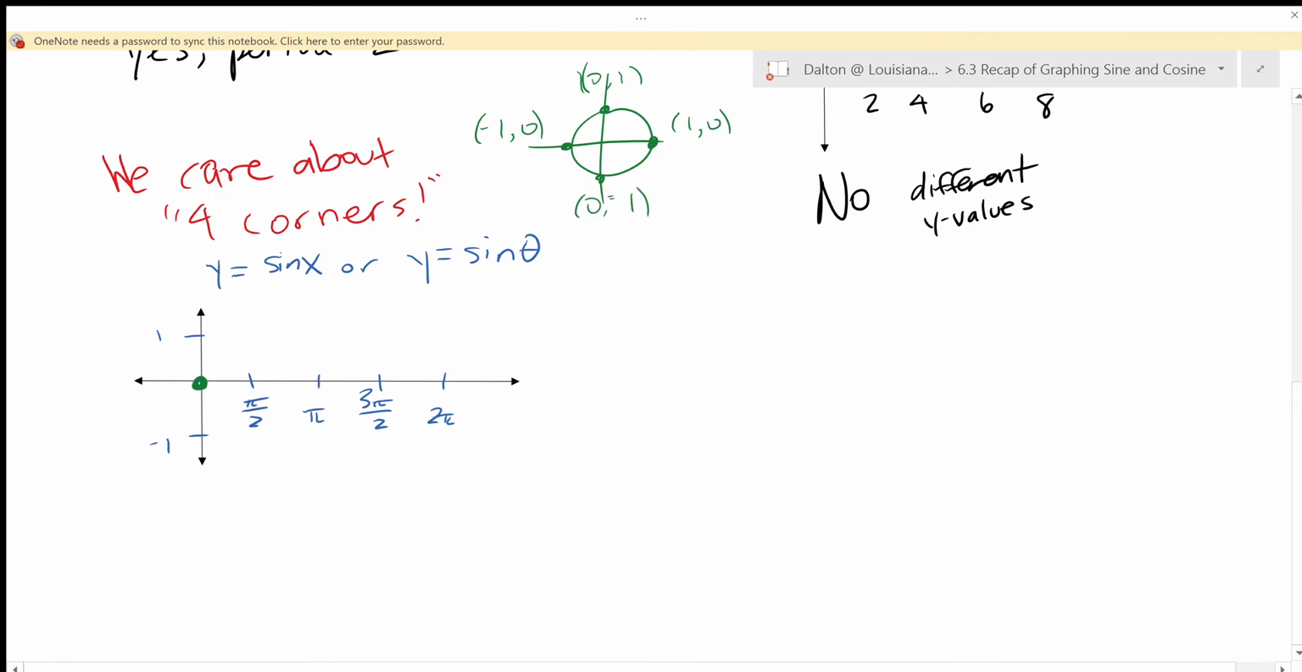So at pi over 2, the y value is 1. At pi, it's down at 0. At 3 pi over 2, it's down to -1. And at 2 pi, it is back to 0. So there is your sine function very quickly. And then you can always go through those points and put arrows to show that it occurs over and over and over again. So there's the sine function.